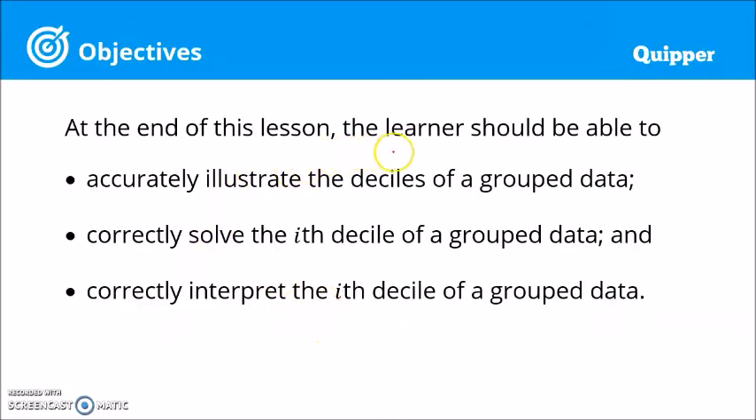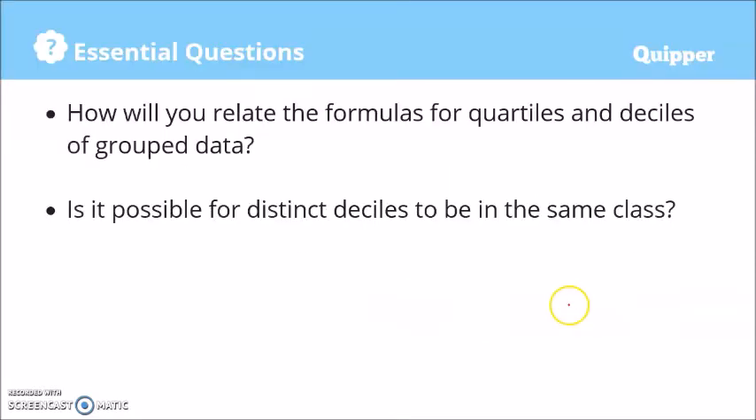At the end of this lesson, you should be able to accurately illustrate the deciles of a group data, correctly solve the ith decile of a group data, and correctly interpret the ith decile of a group data. How will you relate the formulas for quartiles and deciles of a group data? Is it possible for distinct deciles to be in the same class? We are going to answer these questions after we have discussed how to compute for the deciles for group data.